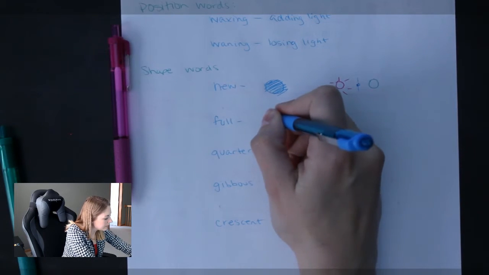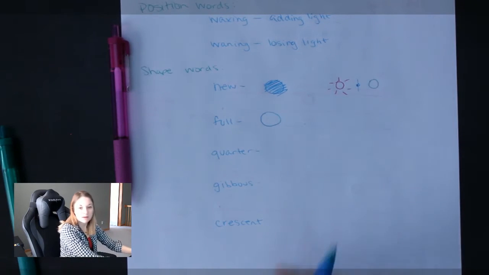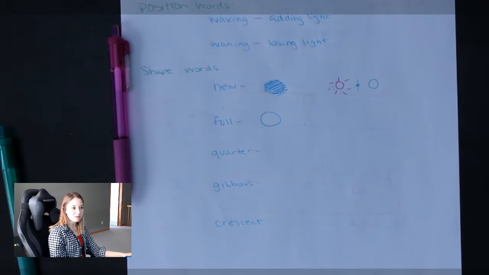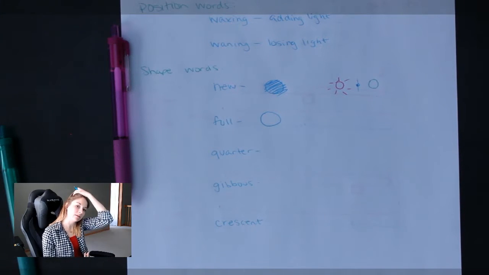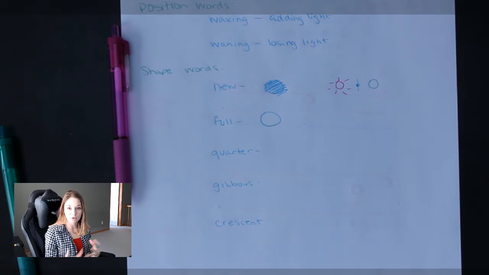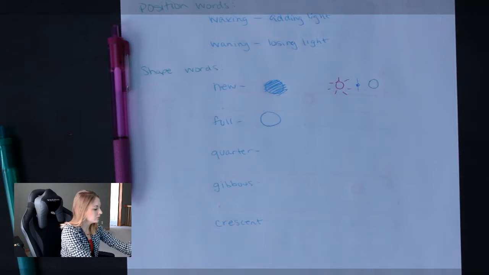Then full means that everything is illuminated. But again, full is a little bit of a misnomer because only half of the moon can be illuminated at one time based on our perspective. So really, this is only half of the full 3D moon, but we call it a full moon.